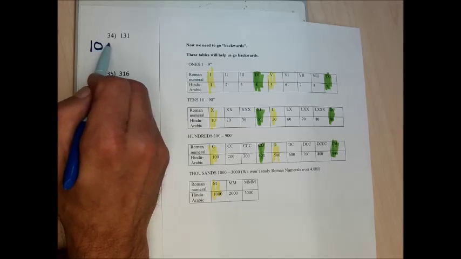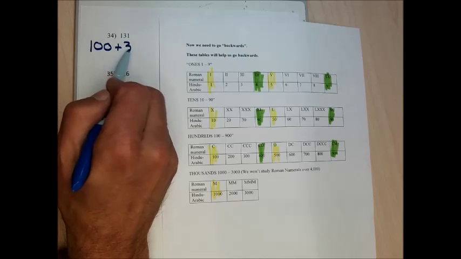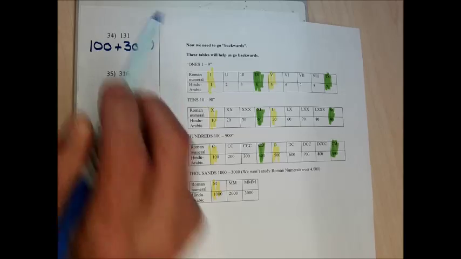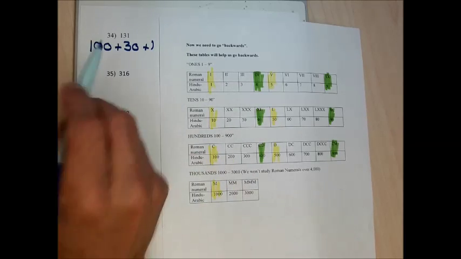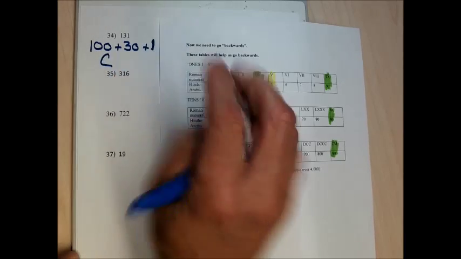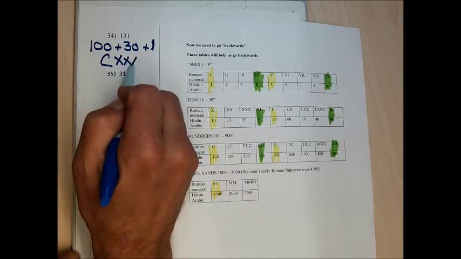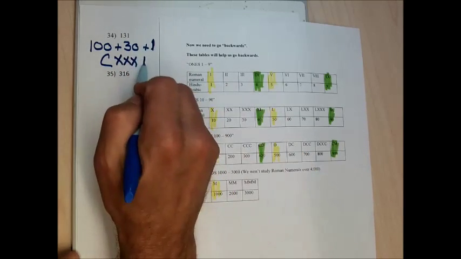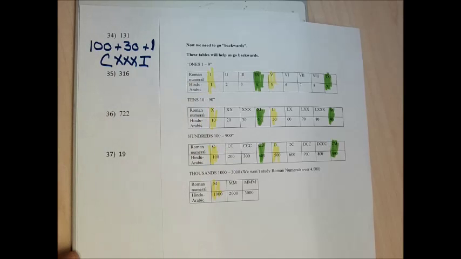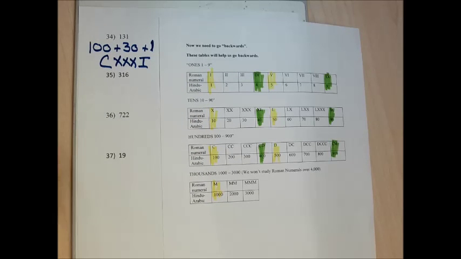131 is 100 plus 30 plus 1. 100 is equal to C. 30 is equal to XXX. And 1 is equal to the I. Your 35 should have an answer 3 C's XVI.